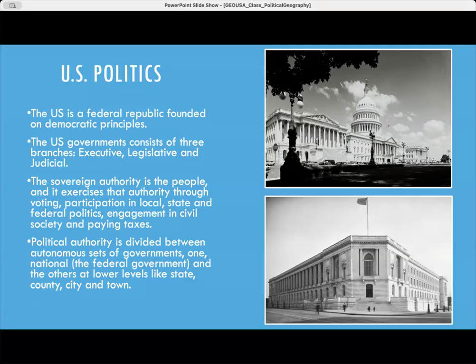The sovereign authority is the people, so me and you, us, right? And it exercises that authority through voting, through participation in local politics, engagement in civil society, and of course, paying taxes. Now, the political authority is divided between autonomous sets of governments. So one national, being the federal government, right, that rules from Washington, D.C., from the White House, from Congress and from the courts, and the others at lower levels like state, county, city, and town, right? So we have different governments at each of those scales.